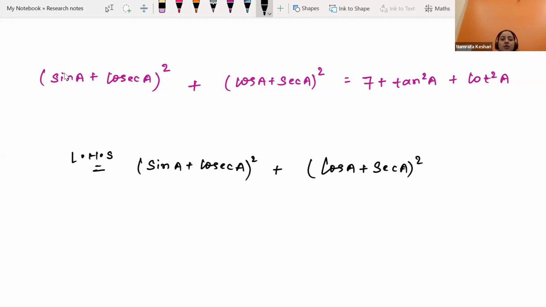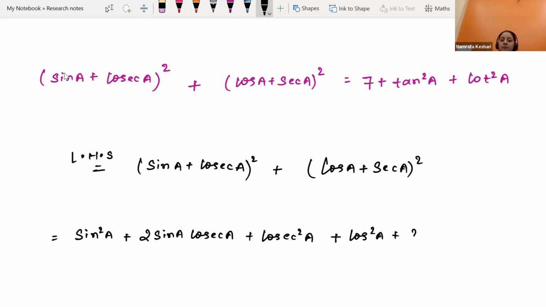So if we use the formula a plus b whole square for both of them, it is a square plus 2ab, that is 2 into a into b, plus b square. Similarly, a square plus 2ab plus b square.